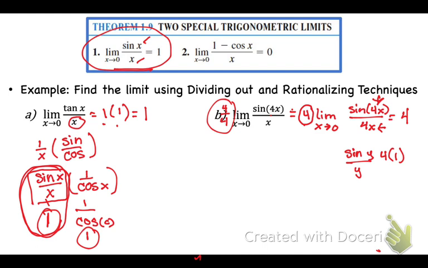So sometimes we're going to have to manipulate problems using simple rules like multiplying by 1. So basically, if there's a sine of anything over x, the answer is the little coefficient there. Just made my own rule.